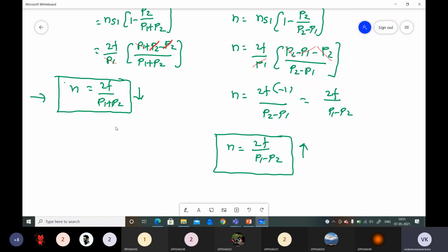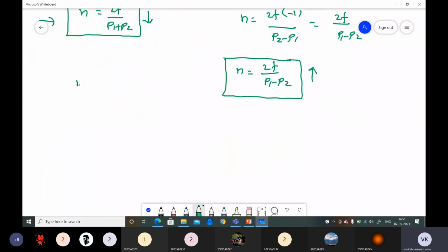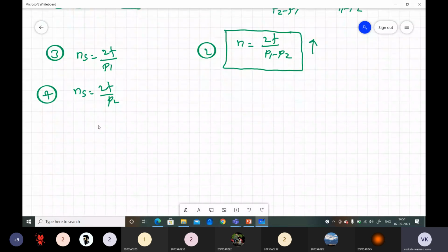Suppose you want to get a synchronous speed of Ns equal to 2f by P1, just connect the slip ring induction motor and remove the connections of the squirrel cage induction motor. Next, if you want to get the synchronous speed of 2f by P2, remove the connections of the slip ring induction motor and directly connect the squirrel cage induction motor. So these are the four possible speeds in cascade connection. This is 1, this is 2, this is 3, and this is 4. Like this, we can get variable speeds in cascade connection.